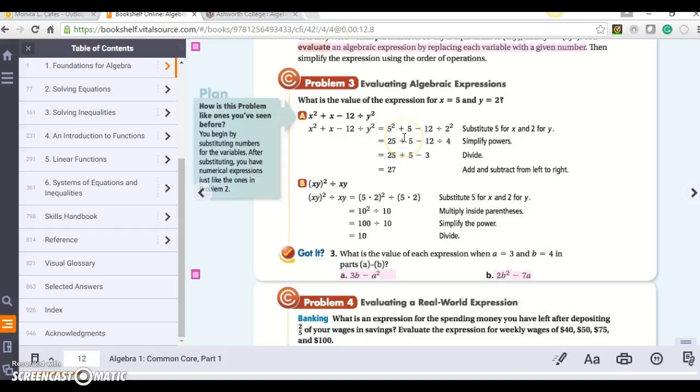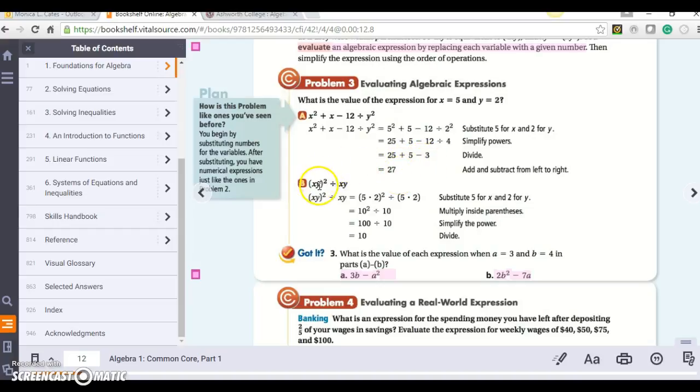So the first thing that we do is our powers. So we get 25, and 2 squared is 4. The next thing that we're going to do is divide, because we're following order of operations. So we have 12 divided by 4, which gives me 3. The next thing I'm going to do is add and subtract from left to right. So 25 plus 5 is 30, minus 3 is 27.